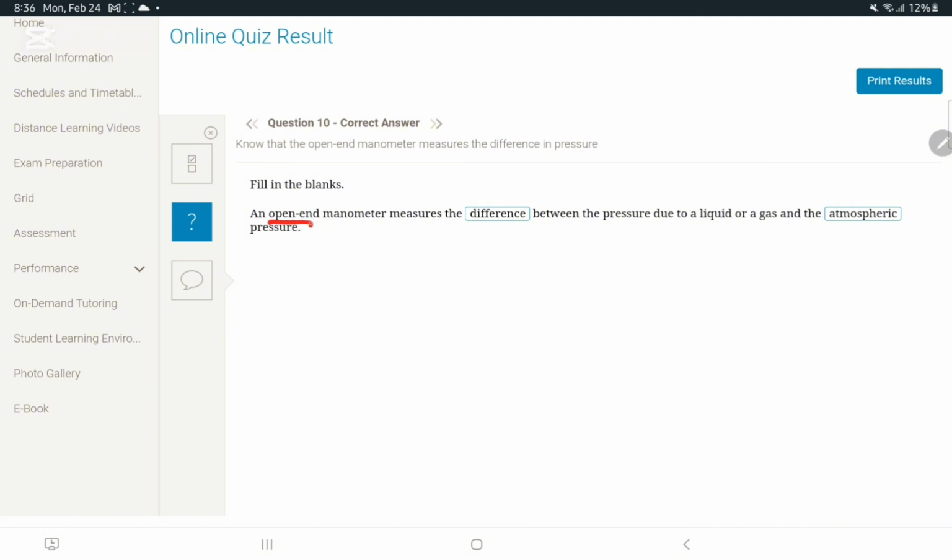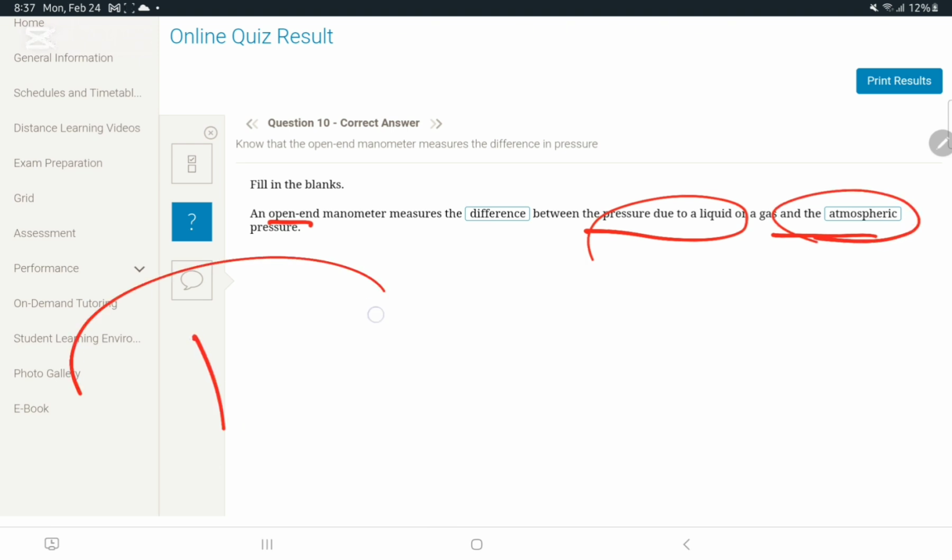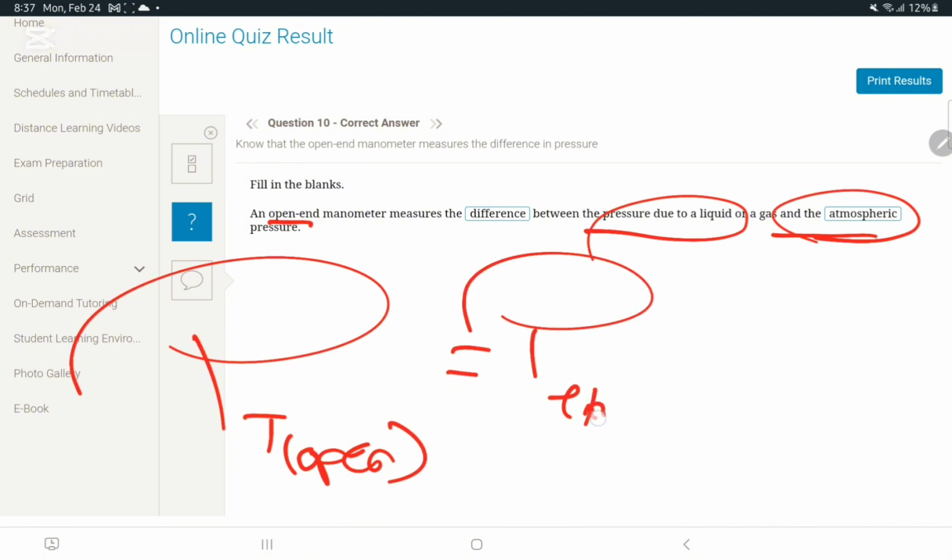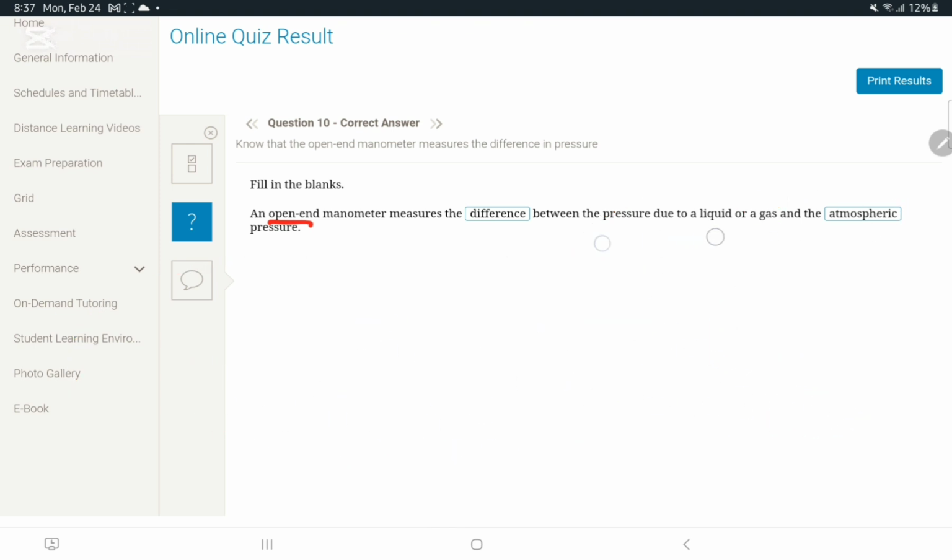Okay. An open-end manometer measures the difference between the pressure due to a liquid or gas and the atmospheric pressure. So an open-end manometer does not only measure the pressure due to a liquid or a gas, but it also measures the atmospheric pressure, since the total pressure in an open end is equal to the pressure of the liquid or gas plus the atmospheric pressure. Okay, this must be memorized, the difference between the pressure due to a liquid or gas and the atmospheric pressure. Usually this is the sum, but here they're telling us the variation in these two pressures.